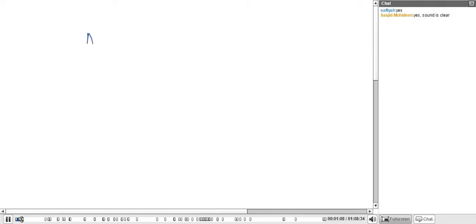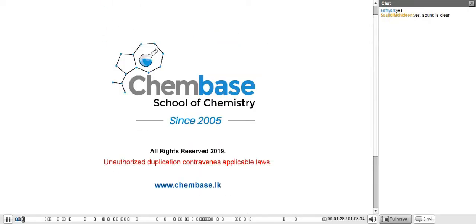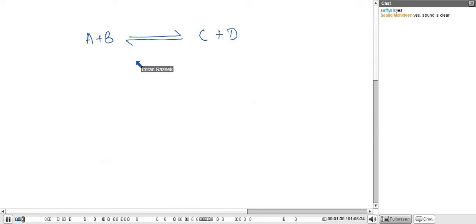Say, for example, if I react A with B, that gives C and D, and then in reverse, the products C and D react to form the reactants again, A and B. These are referred to as reversible reactions. Reversible reactions are reactions where reactants give products, and then the products react back to form the reactants again. This happens under certain conditions. We'll be discussing them later on.